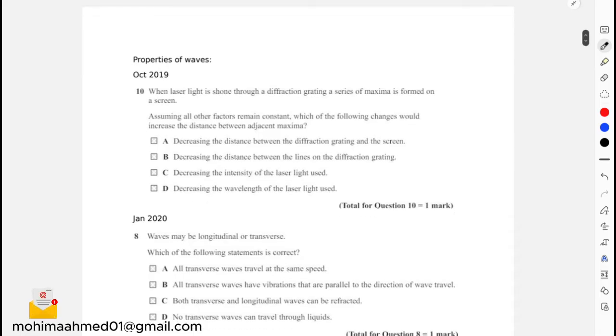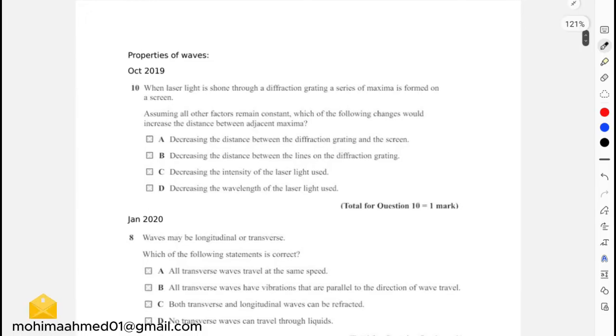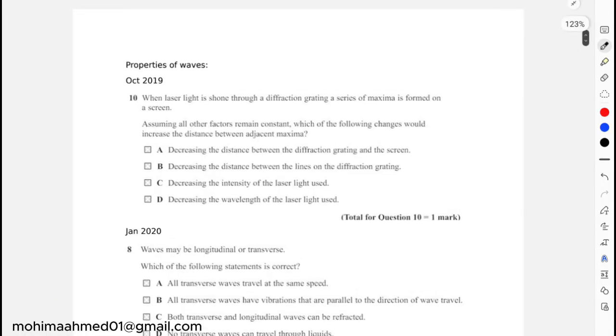Moving on to properties of waves. Now this question says that when a laser is shone through a diffraction grating, a series of maxima is formed on a screen. If you remember, diffraction grating has a formula: n lambda equals d sine theta.